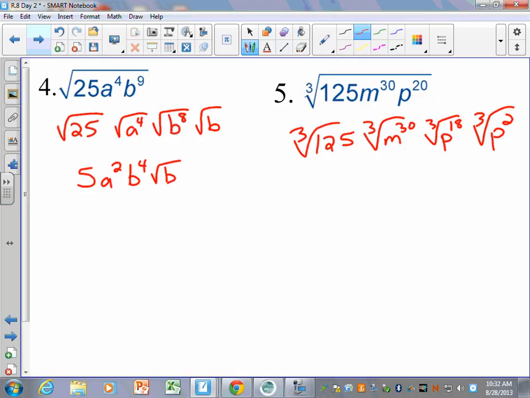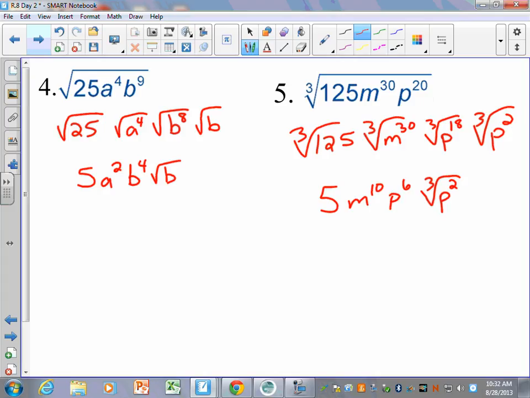And again, if you don't show this step, I'm okay with it. I just like in your notes to give you an idea of where this is coming from. So everything that's a perfect cube, I can bring down and work it out. So that's a 5. The cube root of m to the 30th, there's 10 of those in there. And there's 6. 18 divided by 3 is 6. But I cannot take the cube root of p squared, so I'm going to have that left over.